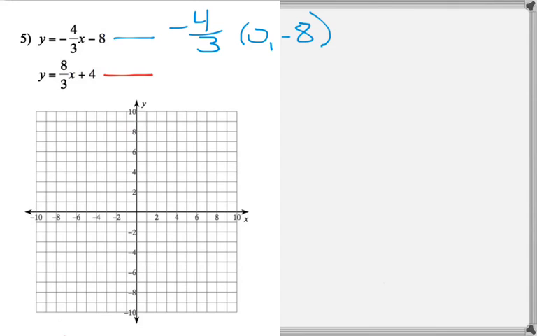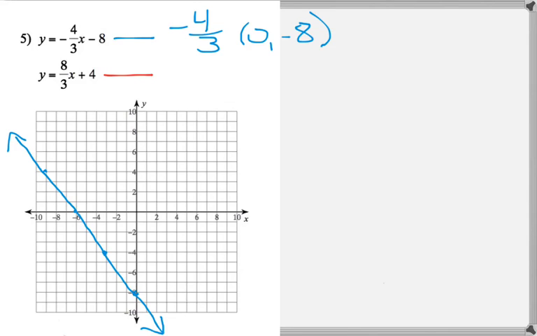So we plot 0, -8, that's this guy right here. When we try to go down 4, we don't have enough graph, so we're going to go up 4. 1, 2, 3, 4, and over in the negative direction 3. So that puts him right there. We're going to go up 4 again, and over in the negative direction 3. And we can do that one more time. Up 4, 1, 2, 3, 4, and over in the negative direction 3. We can then draw our line.